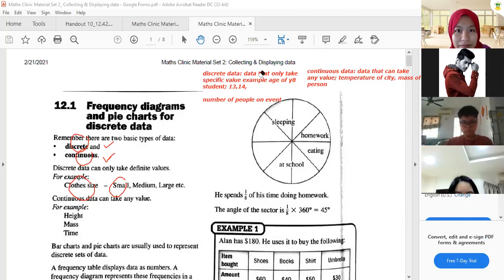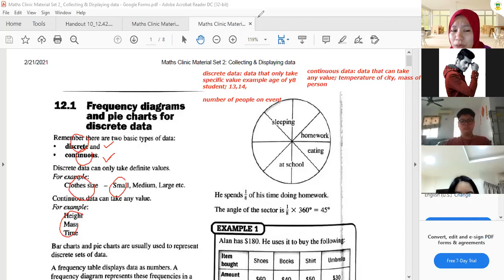Moving on. Okay, this is the example of continuous data: height, mass, time. Now, teacher, we already conducted the survey. We already collected the data. Now, we want to represent the data, display the data in form of what?